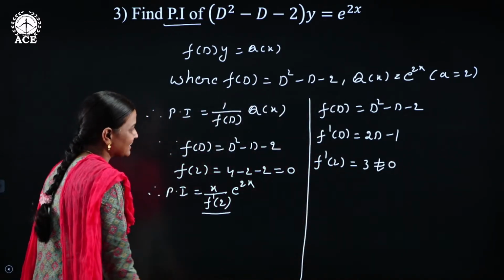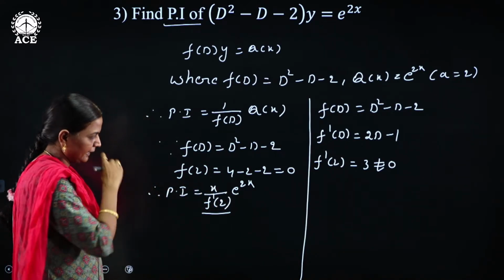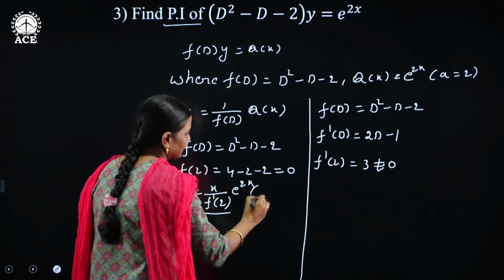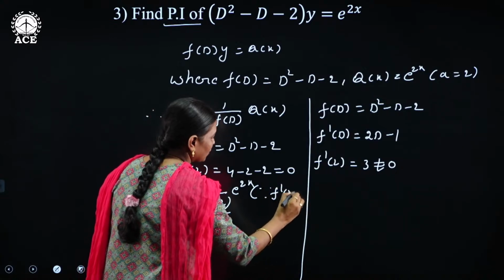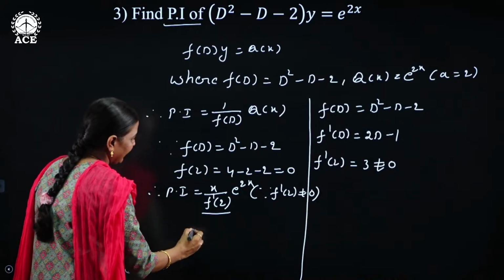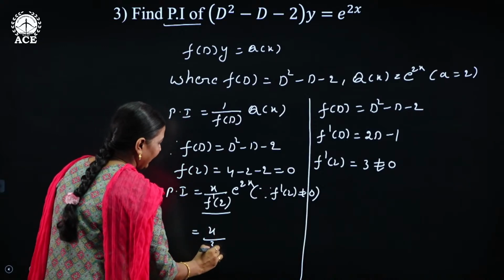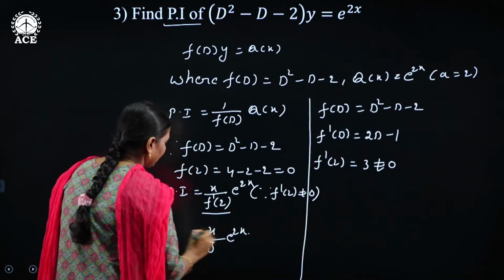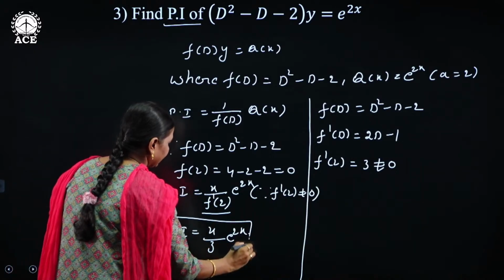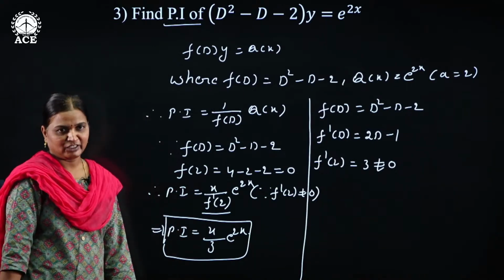When f dash of 2 is not equal to 0, this is the correct formula for the particular integral. So what is the formula? x by f dash of 2 into e power 2x. Since f dash of 2 is not equal to 0, write its functional value. What is f dash of 2? It is 3. So x by 3 into e power 2x. Here we need only the particular integral. This is the required particular integral of the given differential equation.